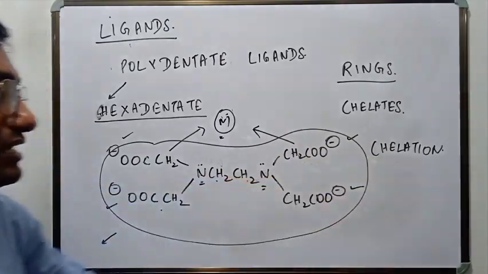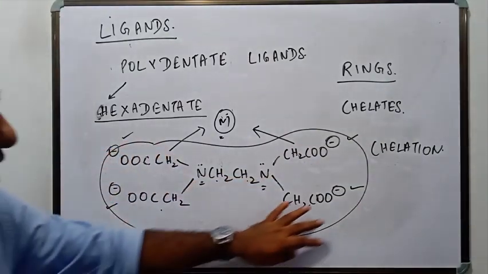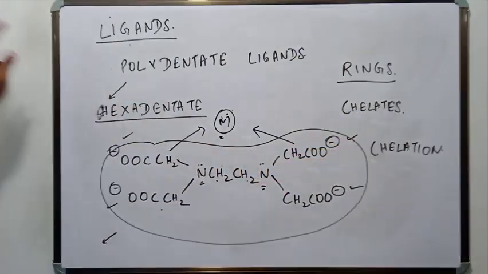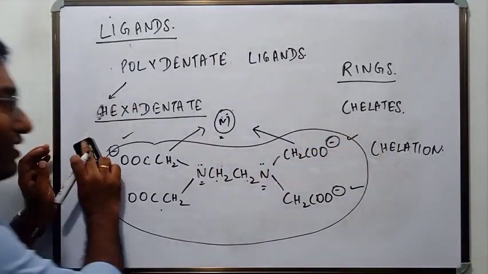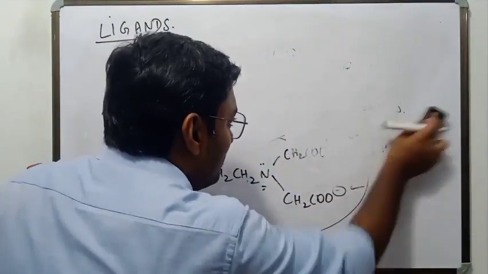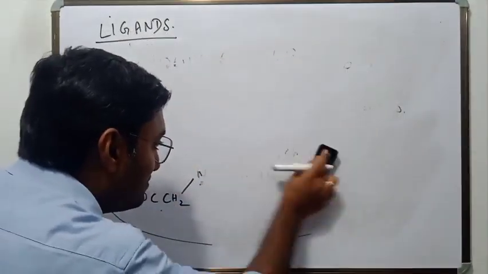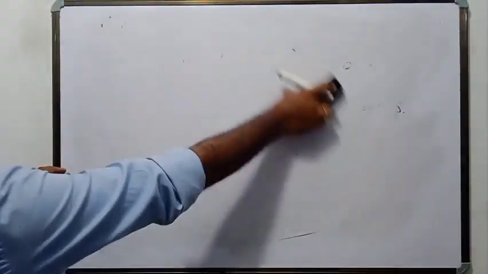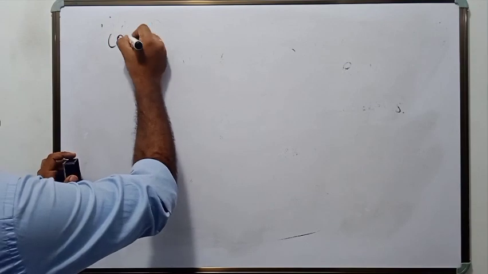And because these are used for the formation of chelates, they are called chelating agents. So that is what chelating agents are. Now there are some terms in these. The first term is coordination number. What is the coordination number?